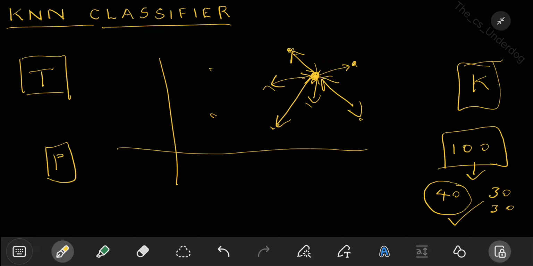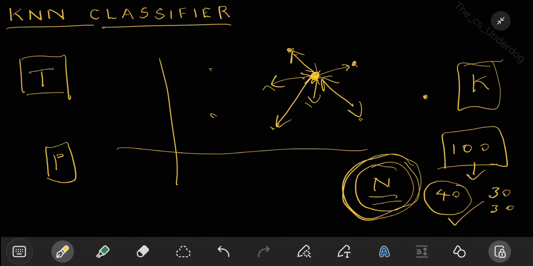If you have a very large data set, for each prediction you have to find the distance to all the other points. If you have a total of n points, for each single prediction you will have to find distance to all these n points. That is, considering you have a new point coming in, you will have to find the distance to all these n points, and only then can you find the right prediction.